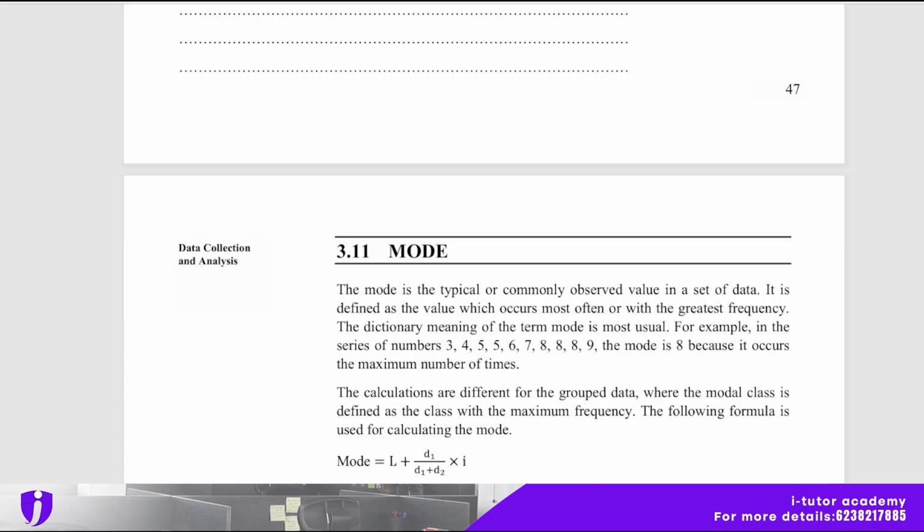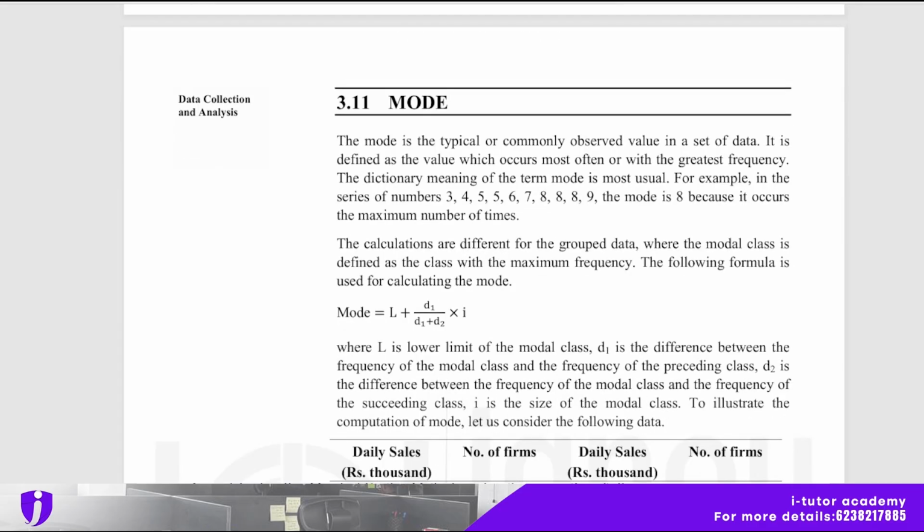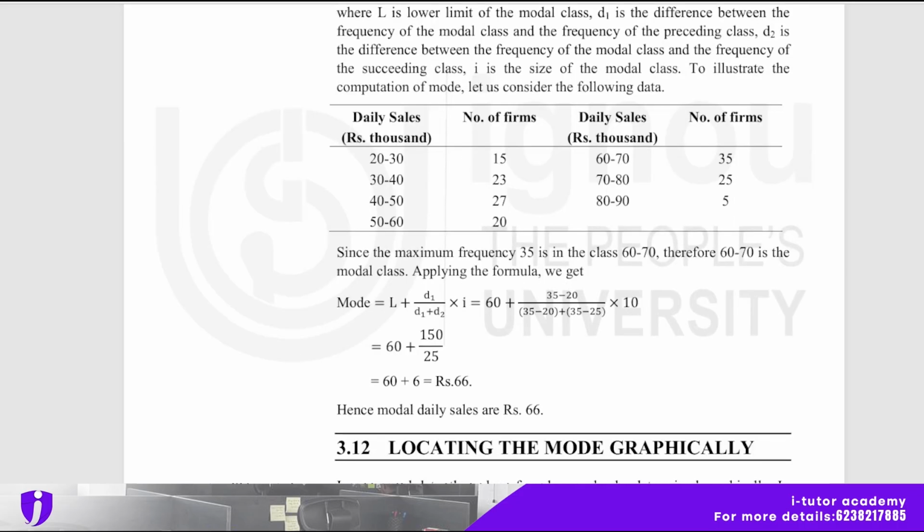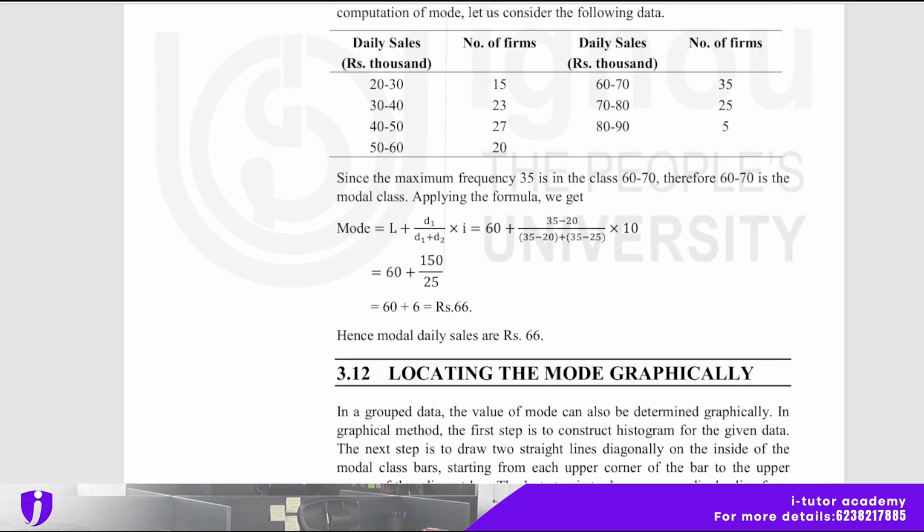The calculation is different for grouped data, where the modal class is defined as the class with the maximum frequency. And here is the formula for mode. Here also data is given, and you can solve it with the formula.